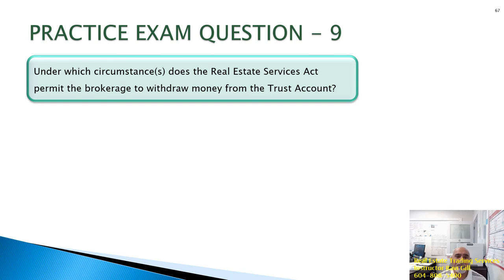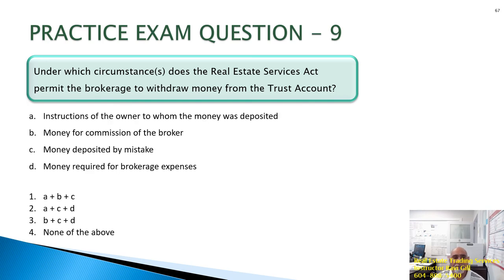Under which circumstances does the Real Estate Services Act permit the brokerage to withdraw money from the trust account? Well, let's see. Instructions of the owner to whom the money belonged, yes, they're allowed to take money for the client that deposited the money. Money for commission of the broker, yes, they're allowed to take money out. Money deposited by mistake, yes, they're allowed to. Money required for expenses of the brokerage, this is a no-no. D is the only one that's not the correct answer. Okay, so A, B, and C is the correct answer.